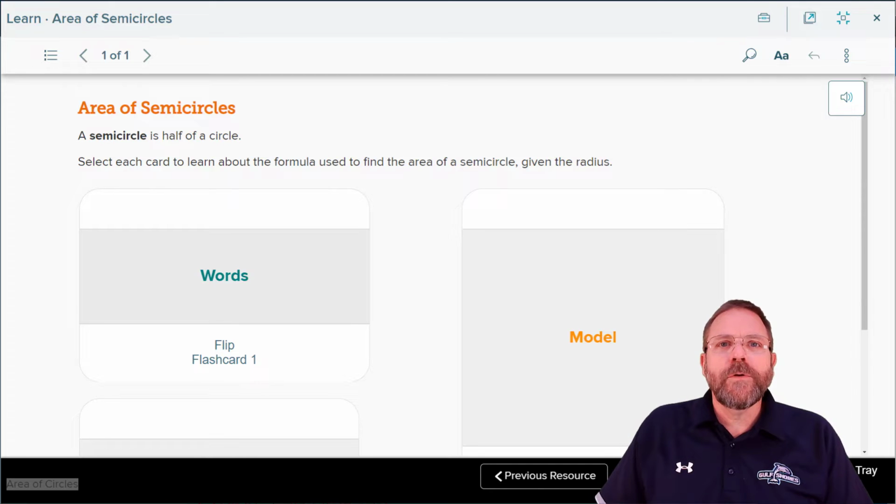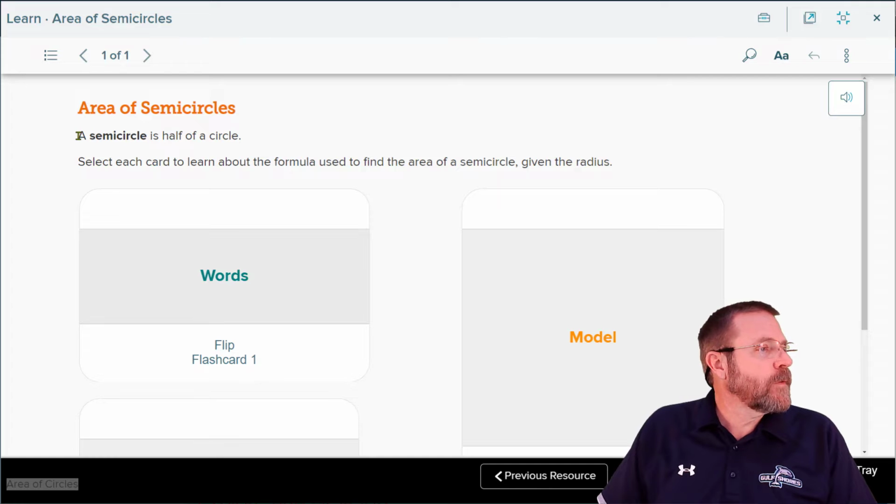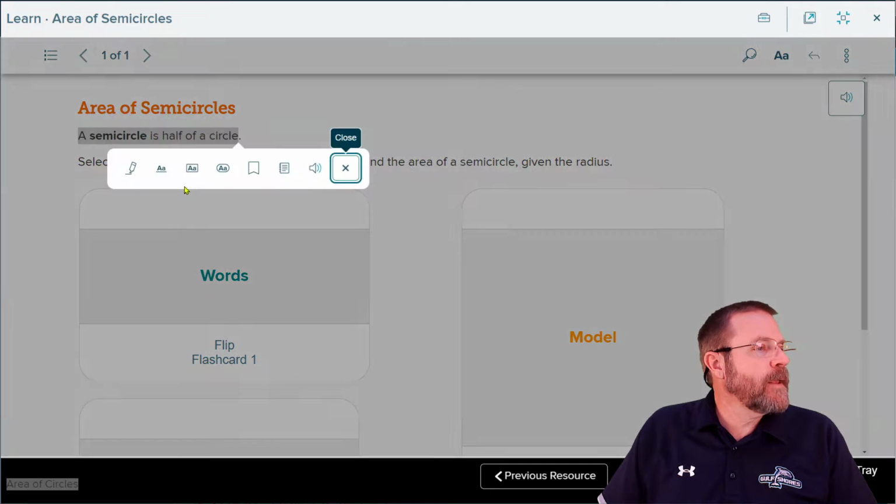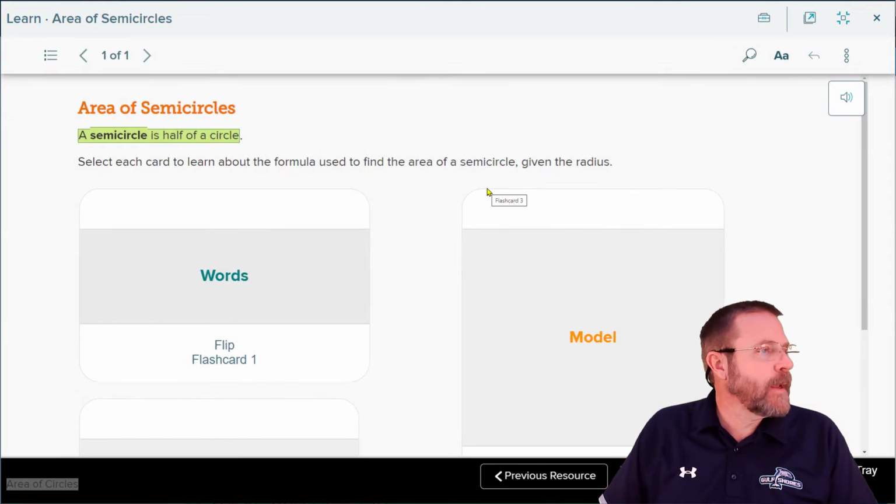Welcome back to part 2 of Module 9, Lesson 2, where we're working on the area of circles, and we're going to be starting off with what I have as resource number 10, which is going to be looking at semicircles and learning how to find the area of a semicircle. First, a semicircle is defined as half of a circle, so we're going to highlight that.